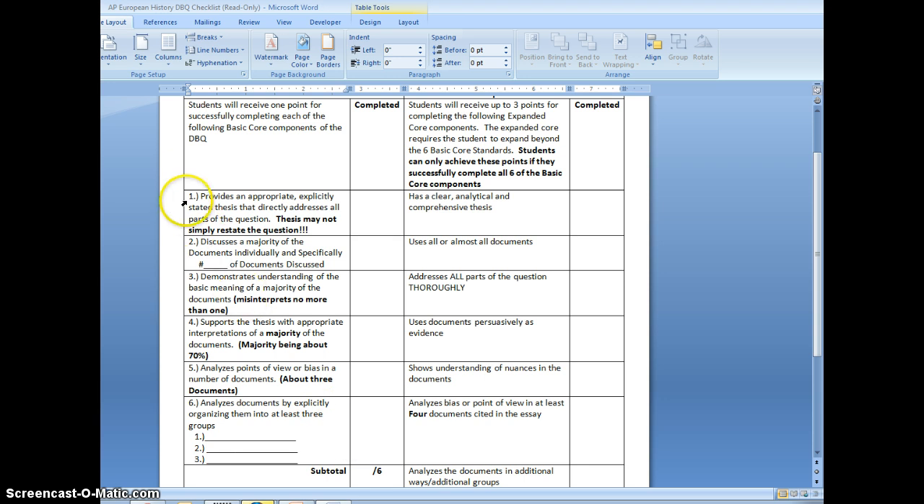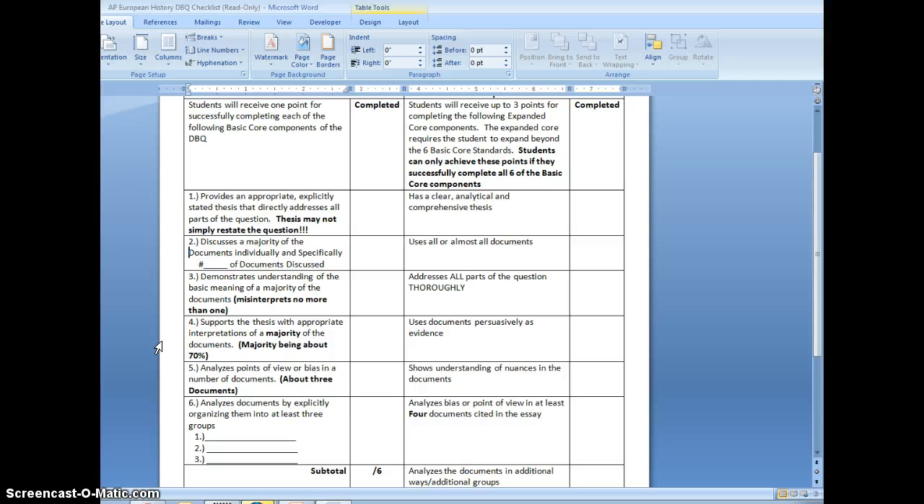All right, remember, a lot of these things are coming out of the thesis. We're talking about our perfectly explicit thesis. One of the points is based totally on the thesis. All right, and then you're demonstrating, make sure you're using those documents. Make sure you go through and read about point of view in that PowerPoint, using point of view, pointing out the point of view in the documents.